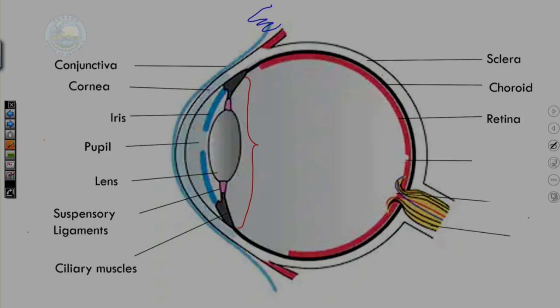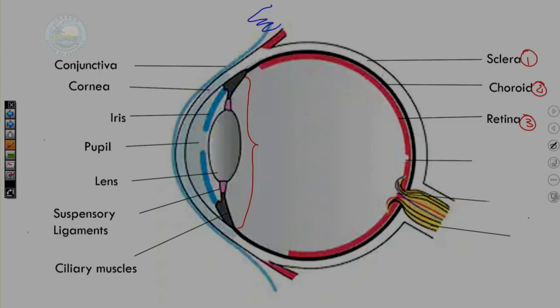And the third layer is the retina. This retina is represented by this red section here. So we have 3 layers: the sclera, the choroid, and the retina. And the retina is the area on which the image is formed. The retina is also rich with blood vessels, and most importantly, the retina has your receptors.